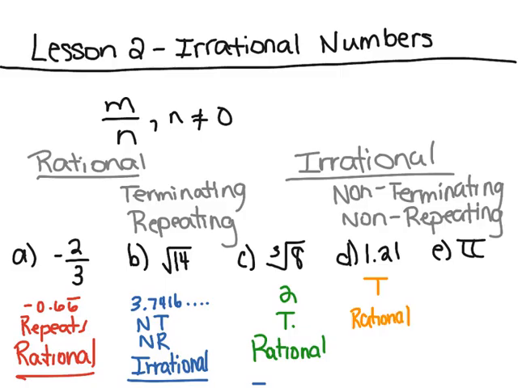And the last one is pi. And pi is 3.14159, and so on. It goes on and on forever. So it's a non-terminating, non-repeating number, so it is irrational.